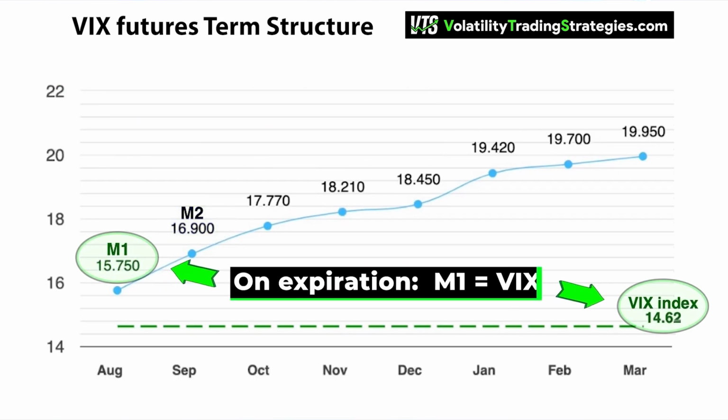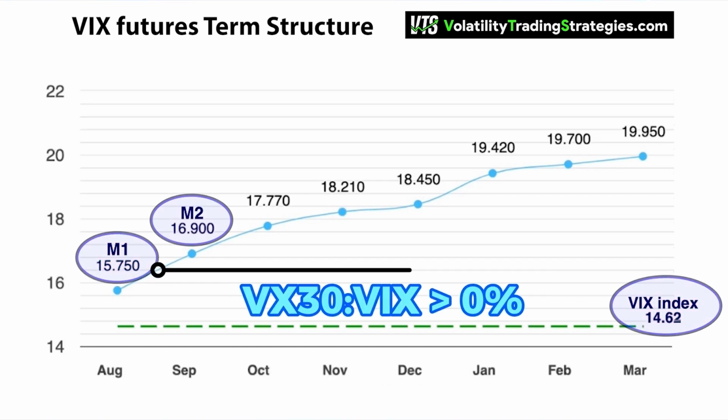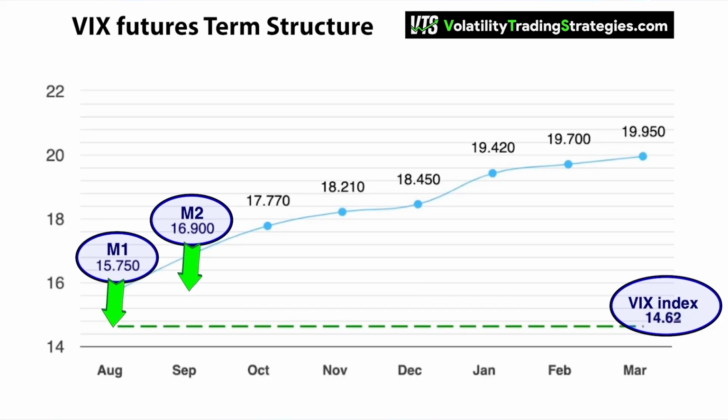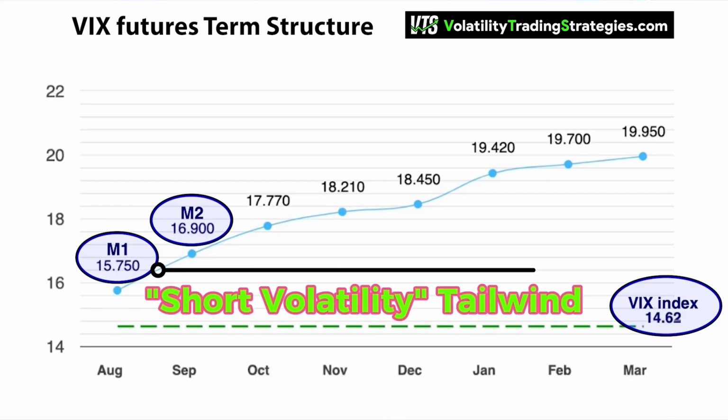But another thing we know is that on expiration day, that front month VIX future will be equal to the VIX index value. This happens every month. Just for that one day on expiration, they will be the same value. So it makes sense that if these front 2-month VIX futures are trading above the VIX index, then over time they have a higher probability of decaying down to match the VIX index at expiration. This situation would be a tailwind for the short volatility trade.